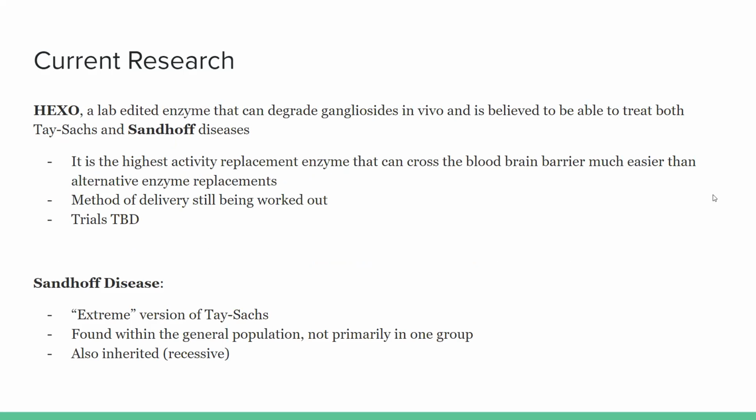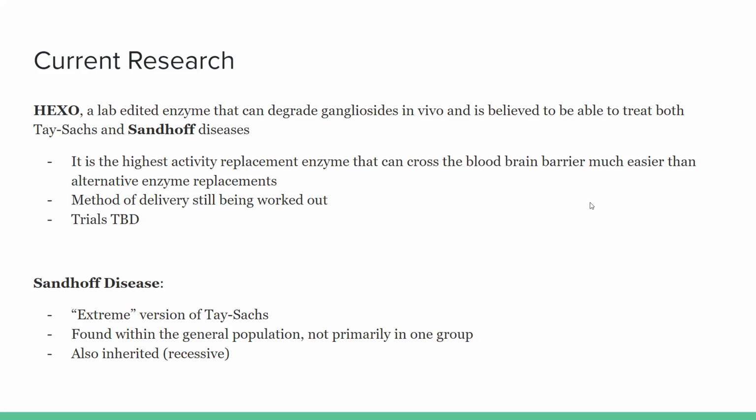So there actually is some really interesting current research going on. There is a lab-made enzyme called Hexo. This enzyme can degrade gangliosides actively. And so it is believed that if we can figure out how to deliver this enzyme into the brain, it could break down the buildup of gangliosides and could continually be given to the child to make Tay Sachs not damage the child at all. So it'd be able to prevent all of the damage that's done.